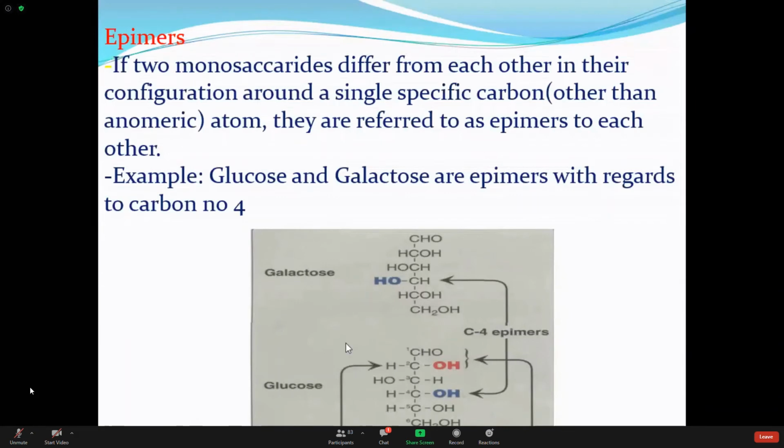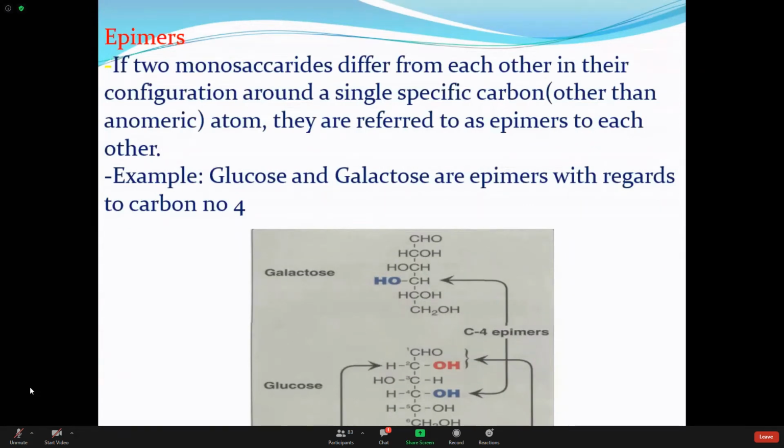So come to the picture. This is a molecule of glucose, and this is a molecule of galactose. Galactose is also a type of monosaccharide. Now, if you see these two structures very carefully, what is the particular difference you are noticing?